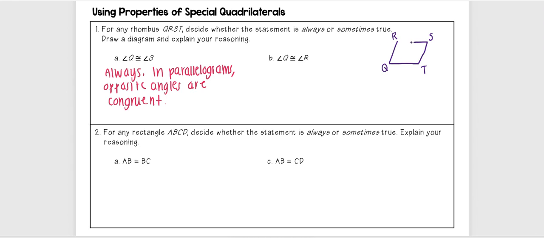The next one says angle Q is congruent to angle R. Okay, well those aren't opposite angles anymore, so I can't use that. In my properties of parallelograms, it actually says that consecutive angles, so angles right next to each other, are supplementary. And so that means that they add to 180. So I can't use any properties of parallelograms for this one. And for a rhombus, the only property special to a rhombus is that all sides are equal. So I can't say that either. So this one's going to be sometimes.